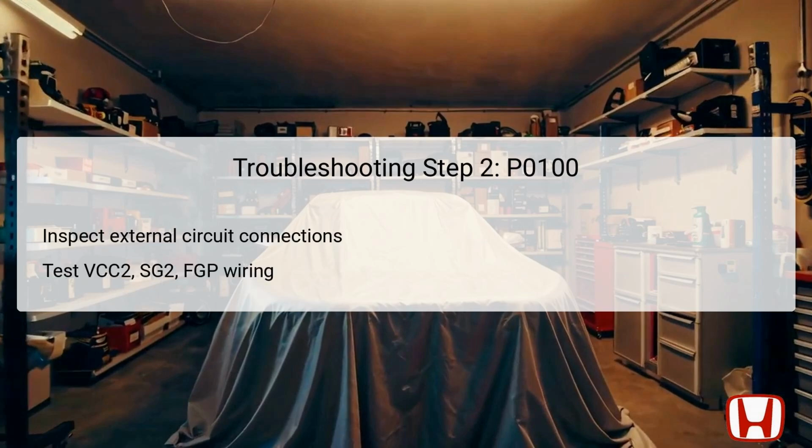The second troubleshooting step focuses on inspecting the external circuit connections associated with the MAF sensor. This involves checking the voltage circuit control 2, VCC2, signal ground 2, SG2, and fuel gauge pulse, FGP wiring. Presence of any open wires or shorts must be determined through careful inspection. Specifically, you should verify that the resistance across these circuits is less than 1 ohm when disconnected.